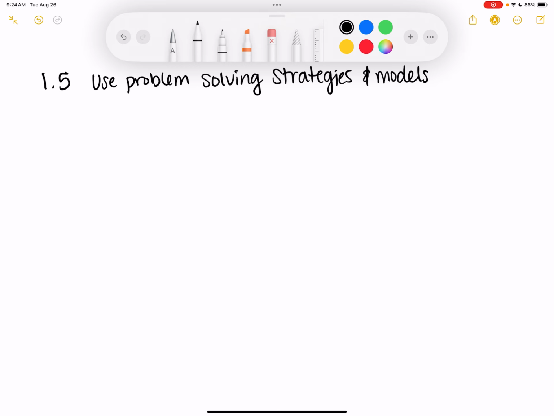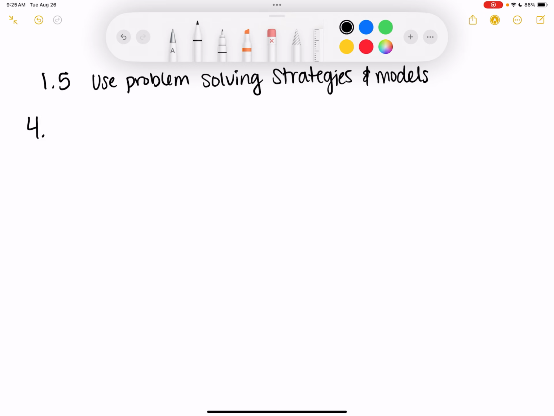Alright, so we could do this using a formula, finding a pattern, or drawing a diagram. The first set of problems, they want us to use the formula that they give us. So the first one is D equals RT. The next one is the perimeter of a rectangle. They give us pieces and they want us to solve for one of the things.